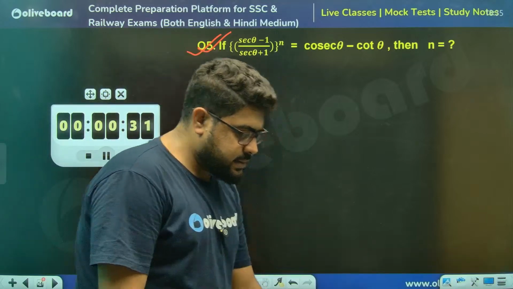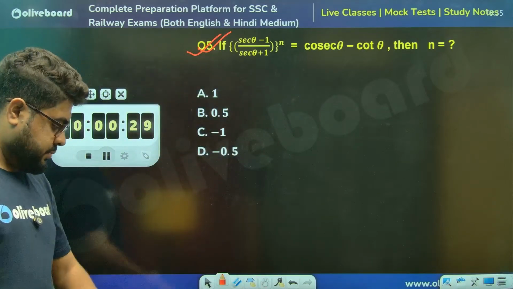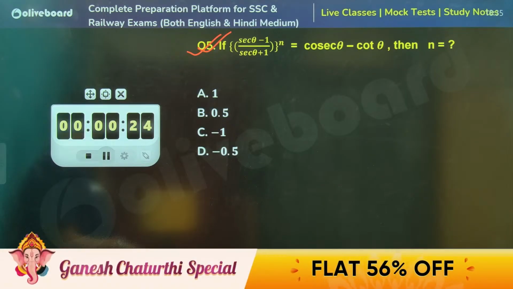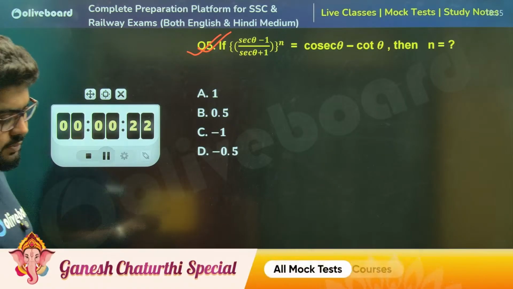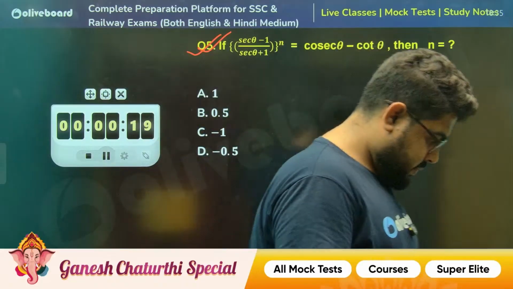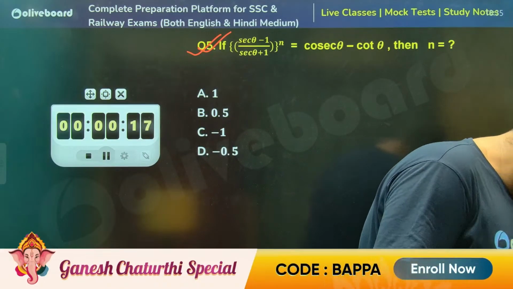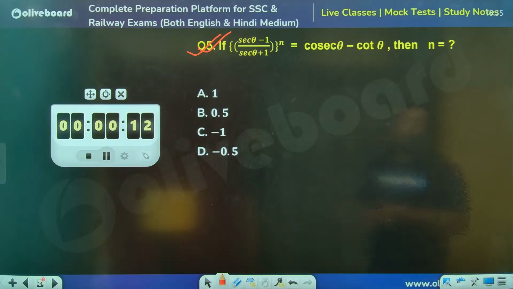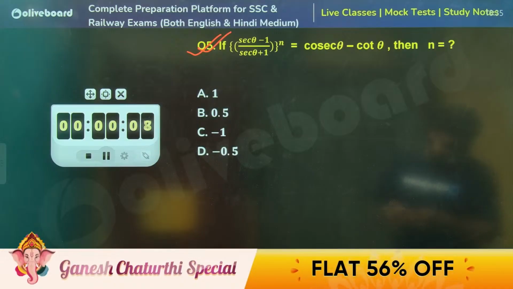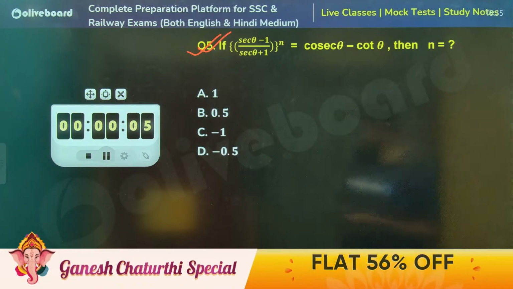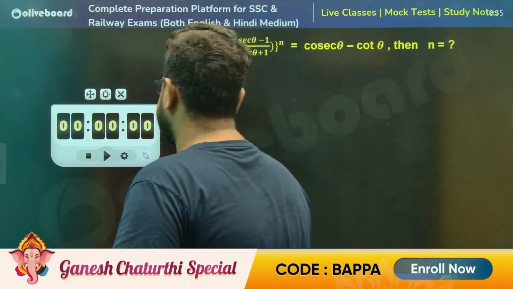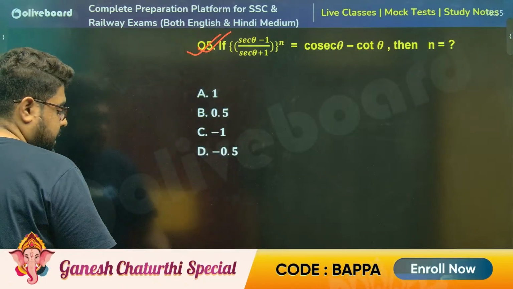Answers, answers. Amlesh is saying 1. Ashutosh is saying B. Okay, let's see. Two different answers I've got. Let's see. Last 5 seconds. Done.